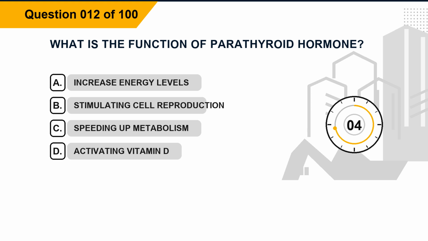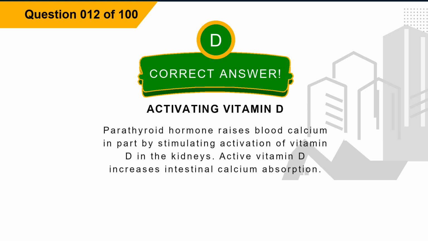Speeding up metabolism. Option D, activating vitamin D. The correct answer is option D, activating vitamin D. Explanation. Parathyroid hormone raises blood calcium in part by stimulating activation of vitamin D in the kidneys. Active vitamin D increases intestinal calcium absorption.